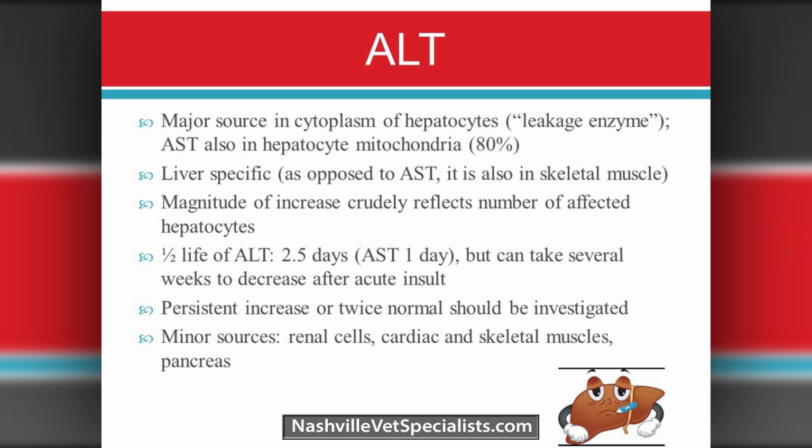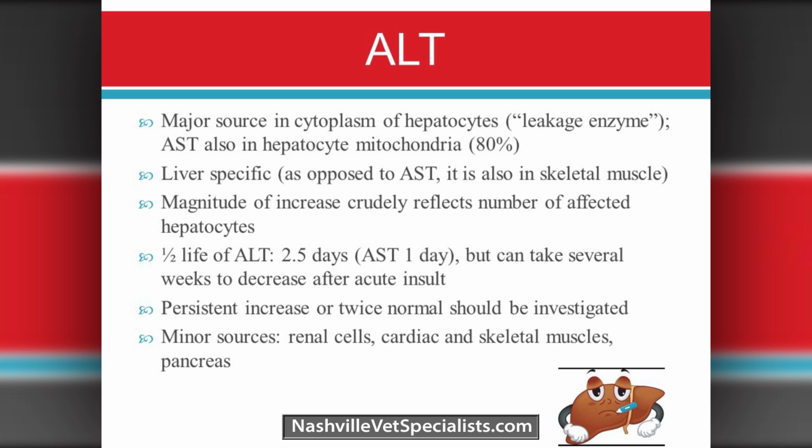So the major source of ALT is in the cytoplasm of hepatocytes. AST is also in hepatocytes, in the mitochondria. It's very liver specific in regards to ALT, but not AST, because that's in skeletal muscle too. So when you have a situation where your AST is high, I don't know if it's all from the liver or not, I look at CK, because I know that's purely skeletal muscle, or muscle, versus liver.